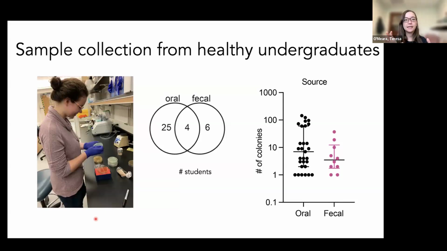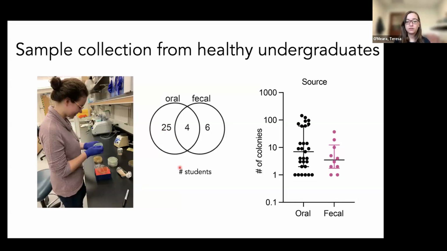So here's a picture of my healthy undergrad, Katie, collecting all of those isolates from our healthy undergrad samples. And I also want to emphasize that we didn't pick just one isolate from each student. We picked every single colony on that plate. And so we had some students that had just oral colonization, some that had just fecal, and some that had both oral and fecal colonization with Candida albicans.